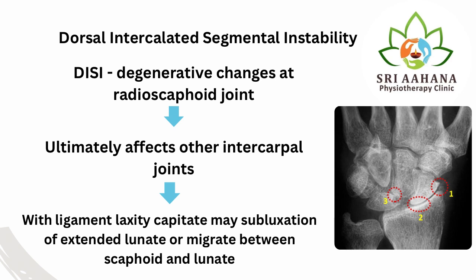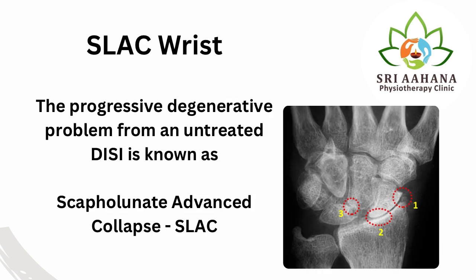With ligament laxity, capitate may subluxate off the extended lunate or migrate between scaphoid and lunate. The progressive degenerative problem from an untreated DISI is known as scapholunate advanced collapse, which is otherwise called the SLAC.